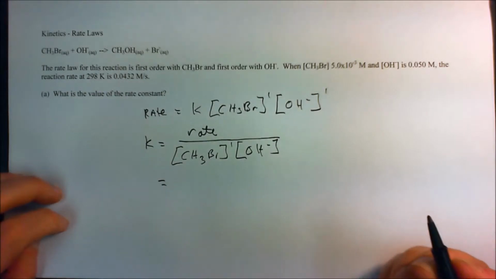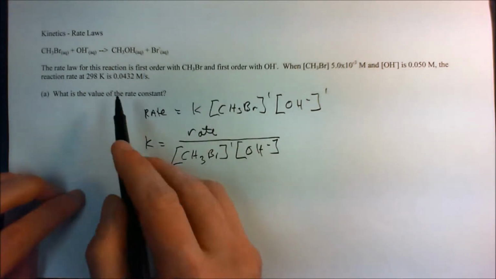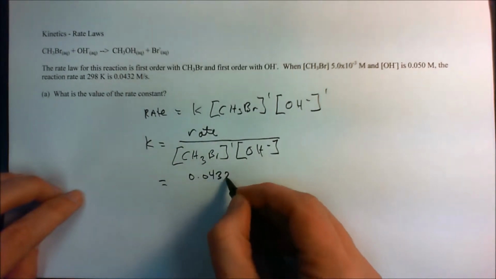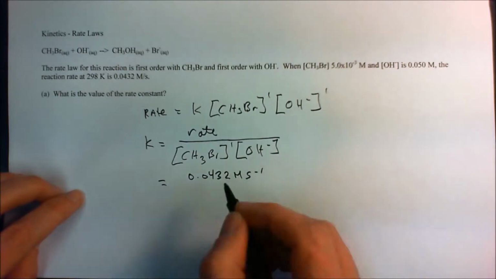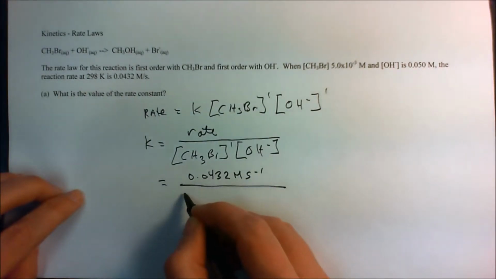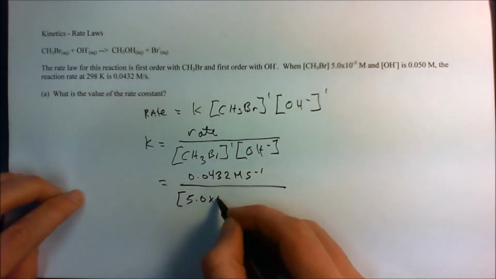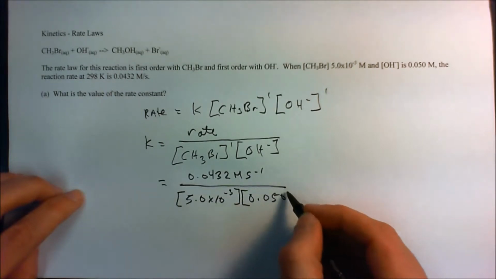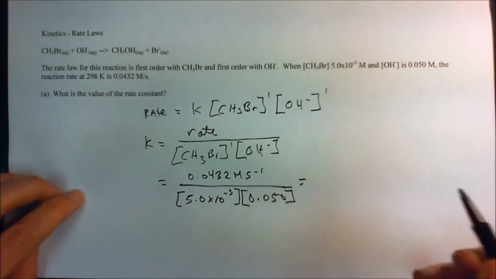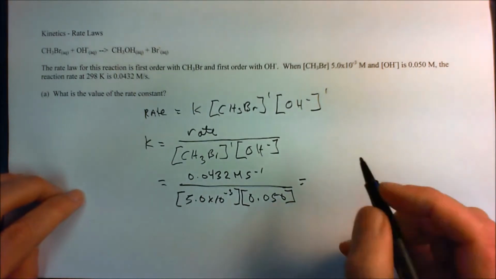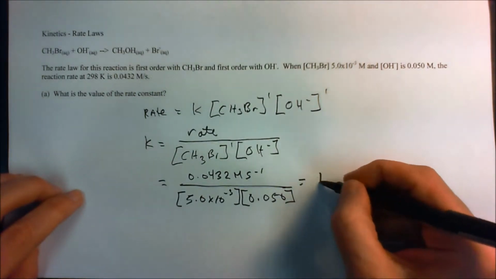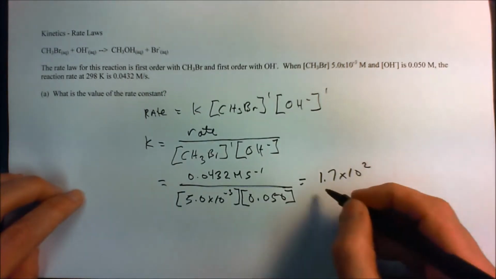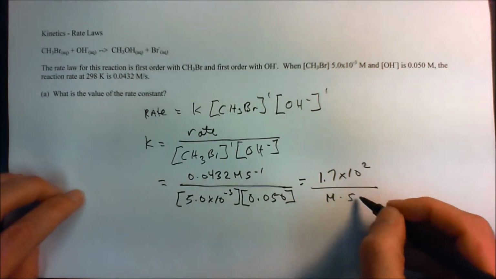And now all we can do is just plug in our values, and so our rate was given to us as 0.0432 moles per second. And we'll divide it by the concentrations that were also given to us. And plug it in our calculator, and we get 1.7 times 10 to the 2 per mole per second.